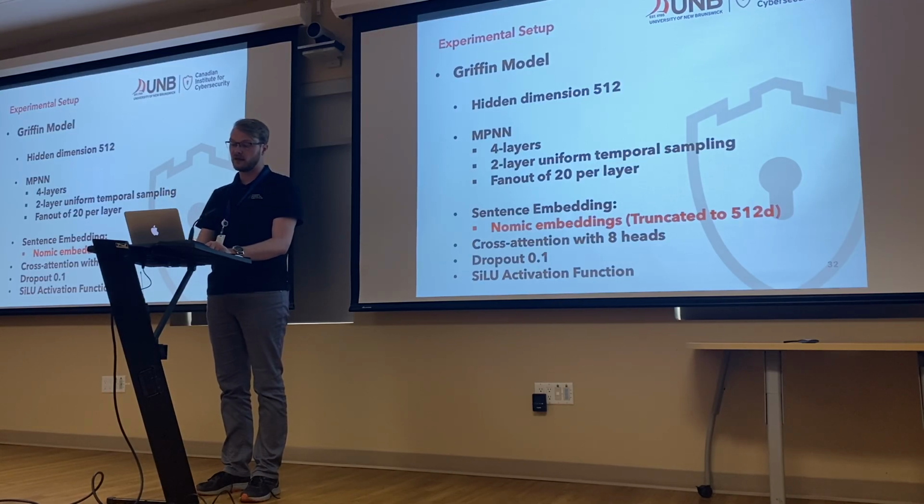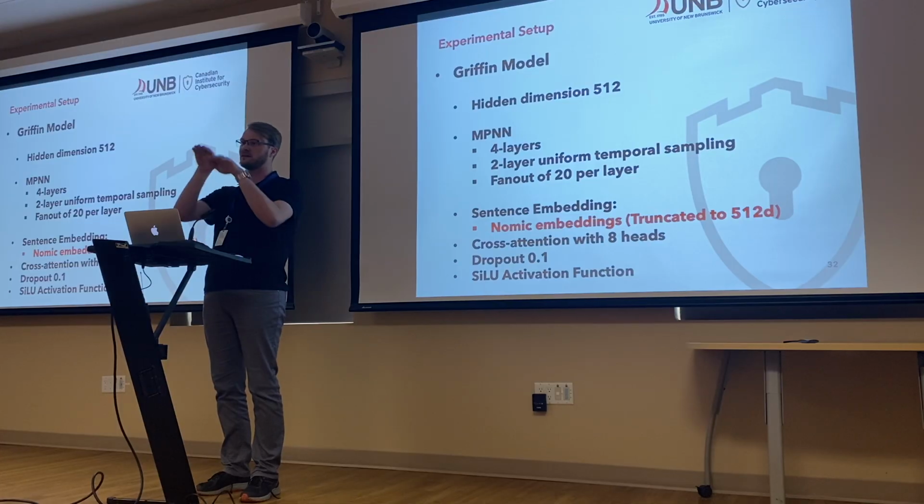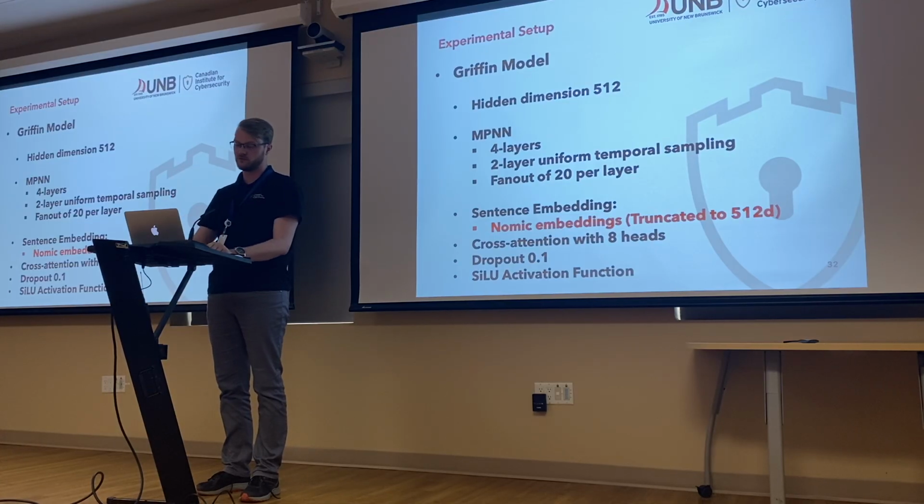For the sentence embedding, they choose the nomic embeddings. I've actually never heard of this before, and I guess they truncate it to 512 dimensions. And for the cross attention, they use 8 heads. They use dropout 0.1, and then they use an activation function I haven't really seen used out in the wild yet. It's called SiLU, so it's the sigmoid linear unit. So it kind of looks like ReLU, except it has just like a little bump right before it transitions up.